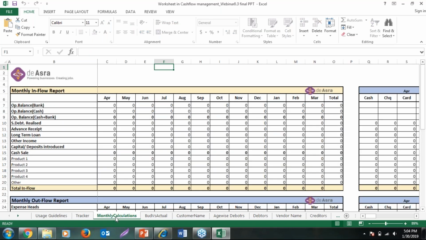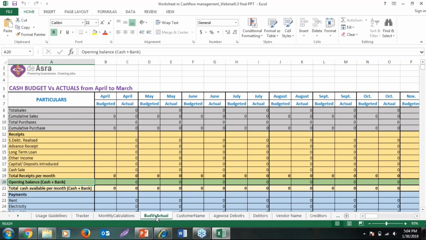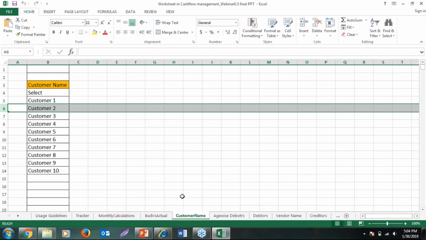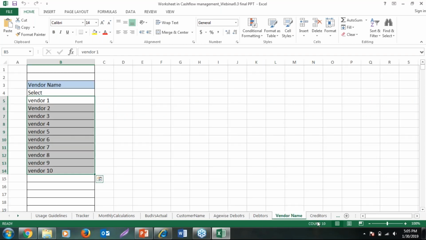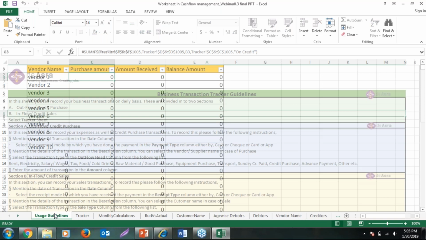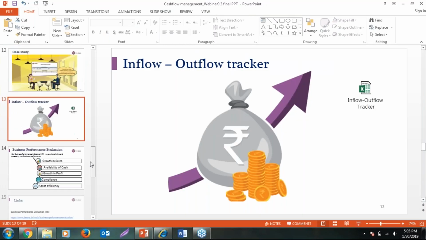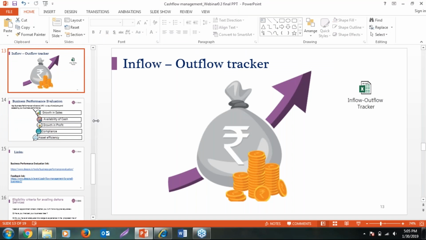Next is the monthly calculations, that is the monthly report. Whatever your budgeted monthly figures are, each month you can fill in the figures. Next is the cash budgeted versus the actuals. This is a really good tool, friends. Once you see the cash budgeted versus actual, you can analyze whether you're meeting the profits you have budgeted, and whether you're meeting the sales you have budgeted or not. Then we have also developed a customer name section, where you can keep customer data. Then there is age-wise data. Again, vendor's name. So this is how the inflow tracker is.